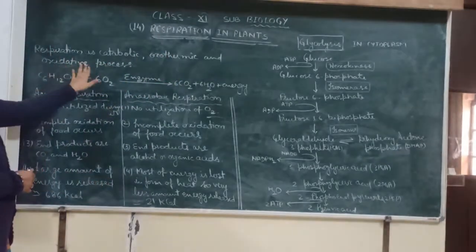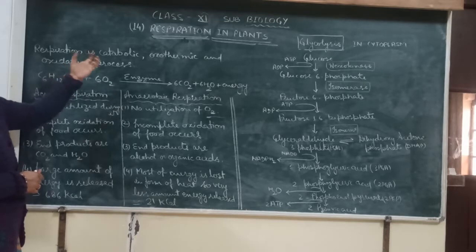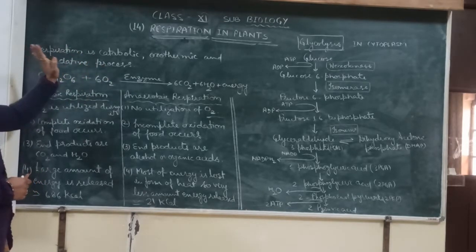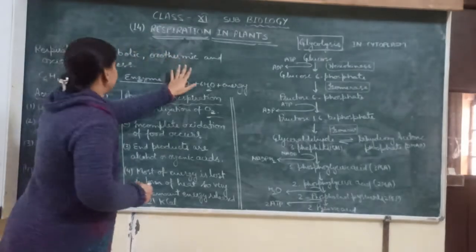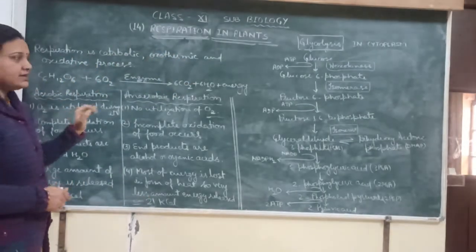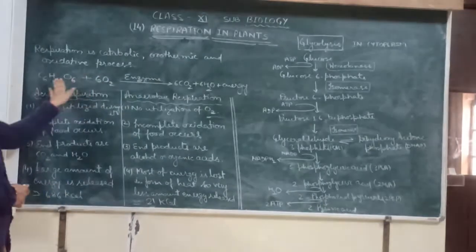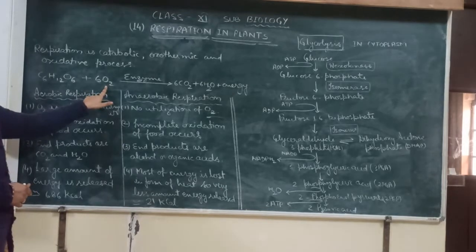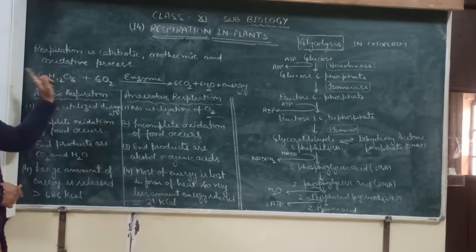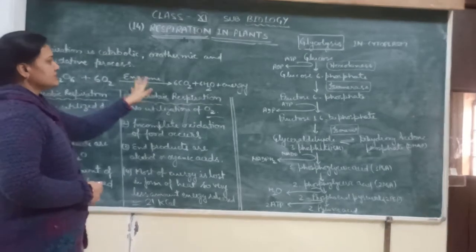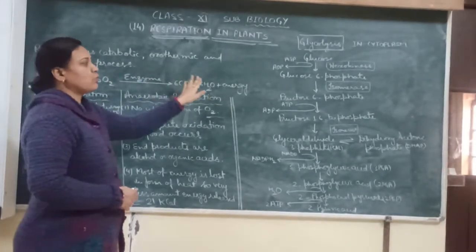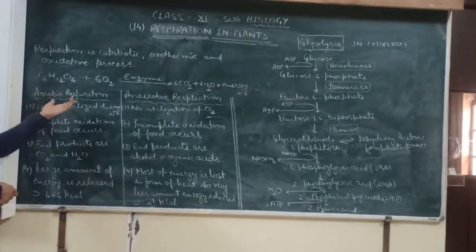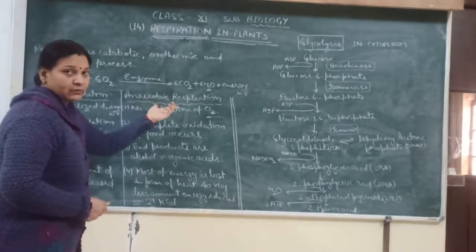Clear? And oxidative process means food is oxidized. Oxidation also takes place in this process. So what is respiration? Respiration is a catabolic, exothermic and oxidative process, and it can be represented by this reaction, that is glucose C6H12O6. It reacts with oxygen. So it is an oxidation reaction, and in the presence of some enzymes, it will convert into carbon dioxide, water and energy.